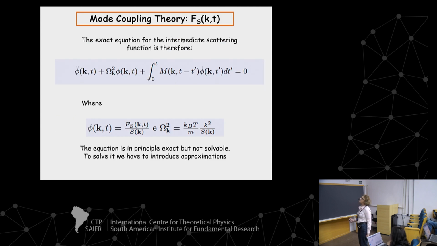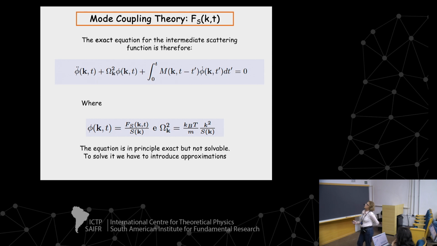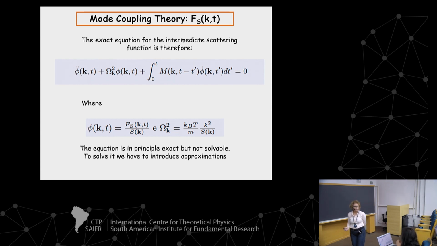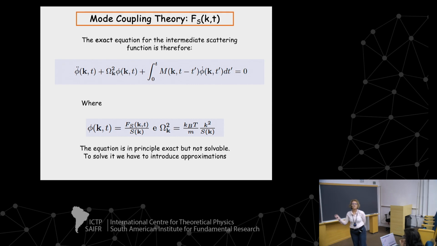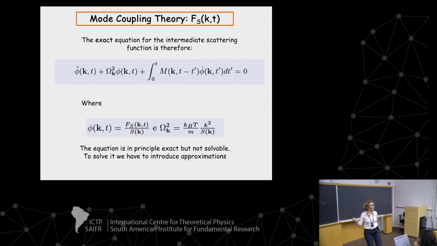With this in mind, we can write the mode coupling theory for the self-intermediate scattering function. So far we have introduced no approximation. This is a formal equation, and it remains formal. If I knew how to write exactly this m, that would be an exact equation. But I don't know what the real m is.